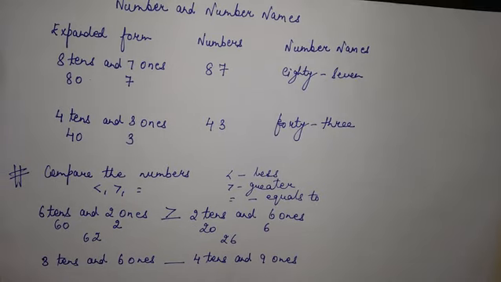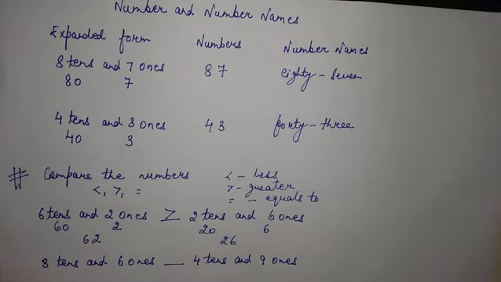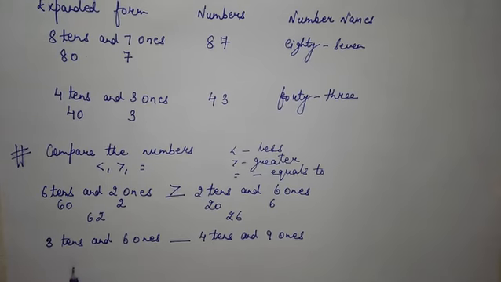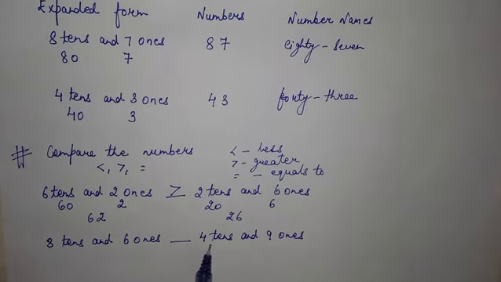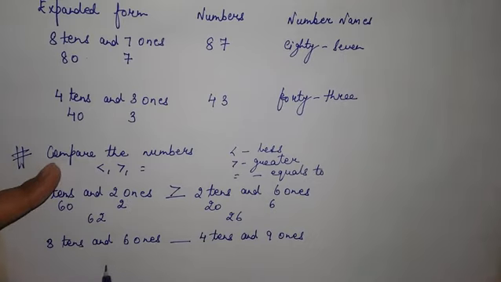Next is 3 tens and 6 ones, and this is 4 tens and 9 ones. So 3 tens and 6 ones is 3 tens is 30 and 6 ones is 6. So this number is 36, and here 4 tens is 40 and 9 ones is 9. So number is 49. So 36 is less than 49. So here less than sign will come.